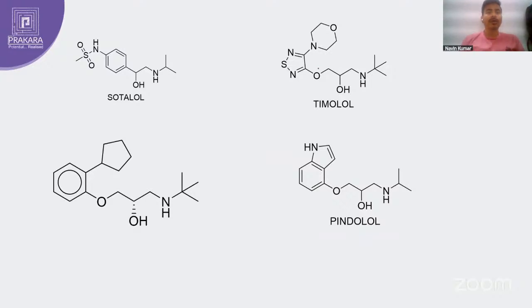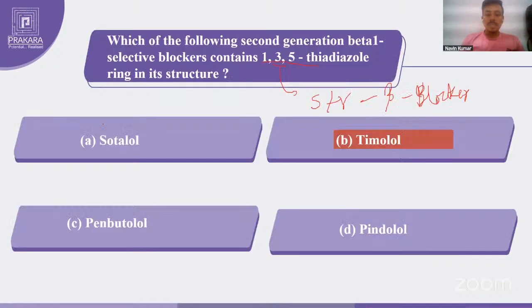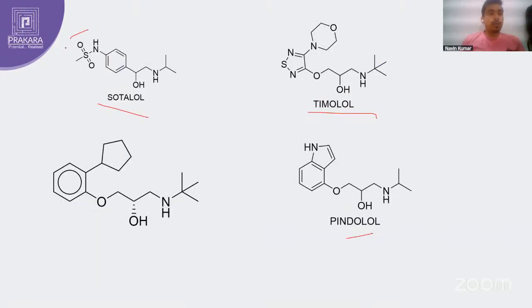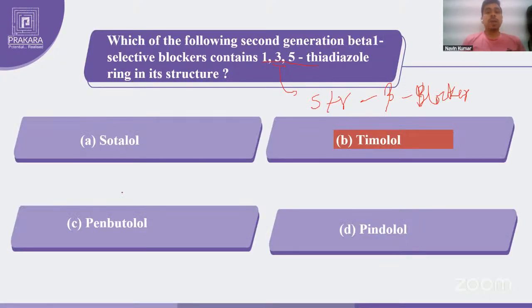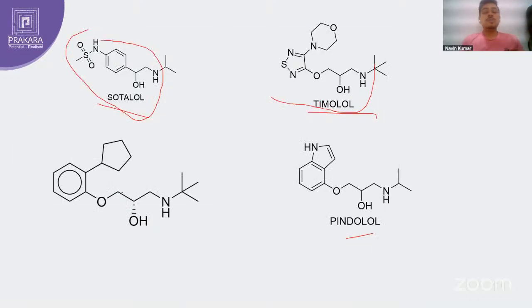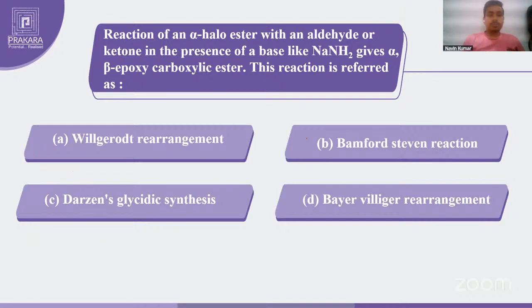Now see the structures of sotalol, timolol, pindolol, and this one is penbutolol. Neither of these four contains the 1,3,5 thiazide. So these kinds of questions used to appear. Now we are going to see the other question.